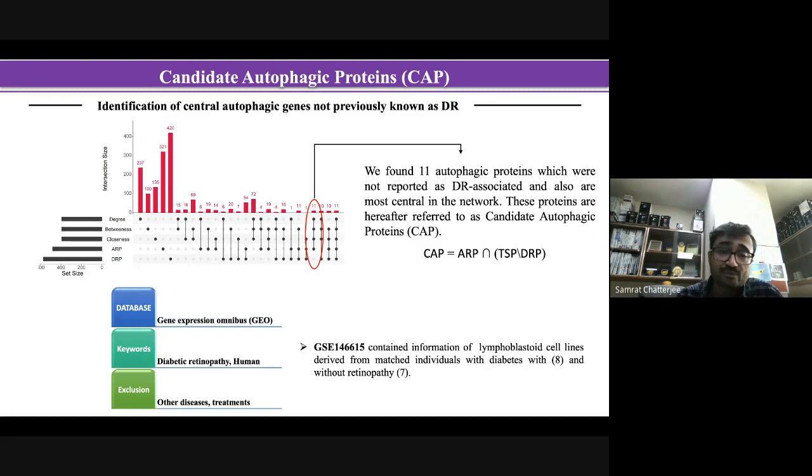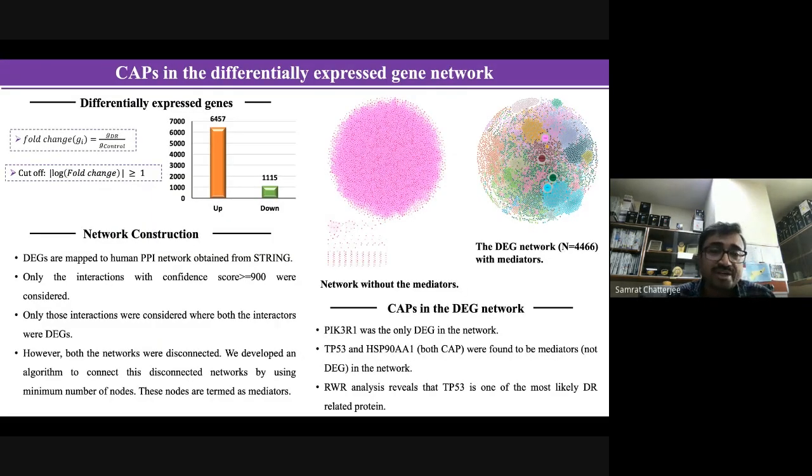Then we took data from here. These are the keywords which we searched. We got the dataset GSE146615, which, as I told you, has 8 individuals with diabetes with retinopathy and 7 individuals without retinopathy. We went for co-expression analysis, and we also used a differentially expressed gene network. In the co-expression analysis, we look for those genes which have the same kind of expression. Then we identified those genes which show higher expression in one condition, the diabetic with retinopathy, than in the other condition, the diabetic without retinopathy.